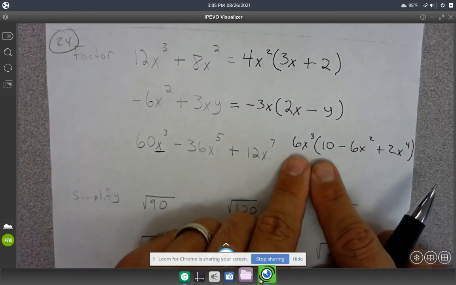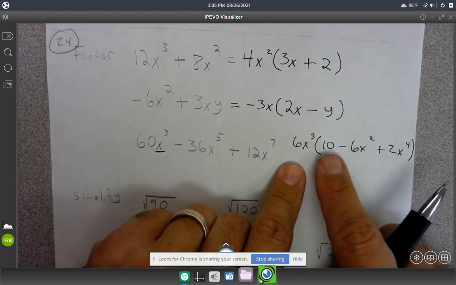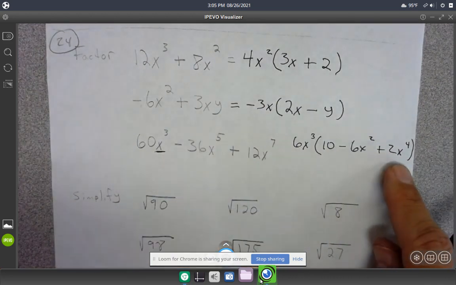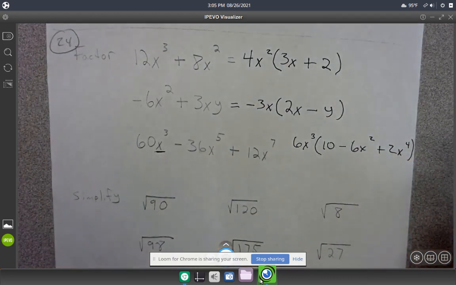So the reason I know I did this question wrong is because the 10, the 6, and the 2, they still have some number in common.